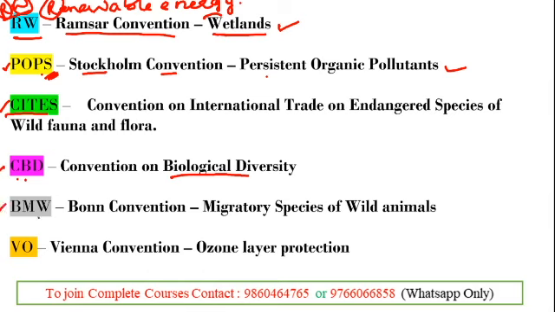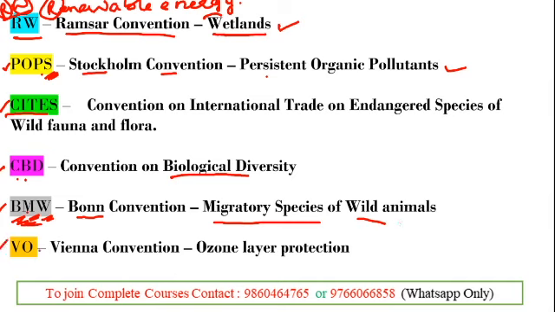And then BMW. We know BMW. First, when we remember BMW, it is a car, a prosperous and prestigious car. So here B indicates Bonn Convention, M indicates migratory species, and W indicates wild animals. So here the Bonn Convention is related with migratory species of wild animals. So BMW is a code for remembering the Bonn Convention with migratory species of wild animals.